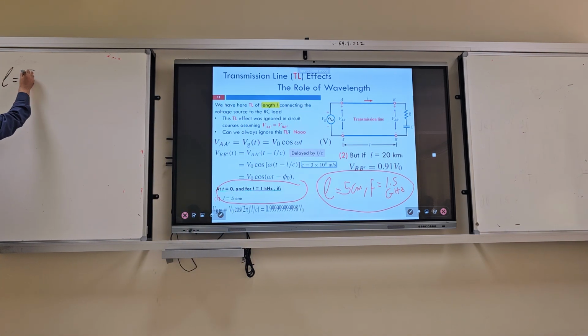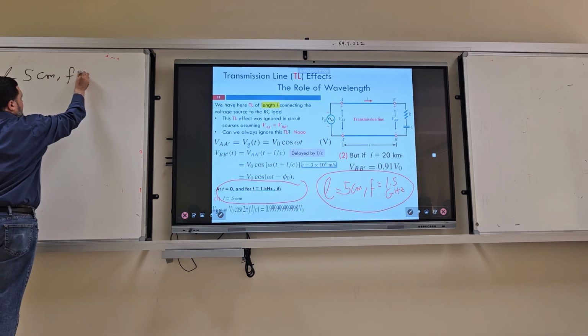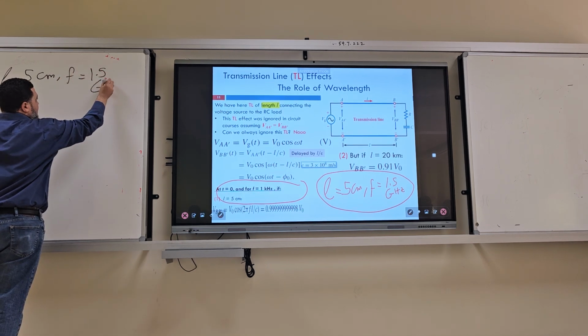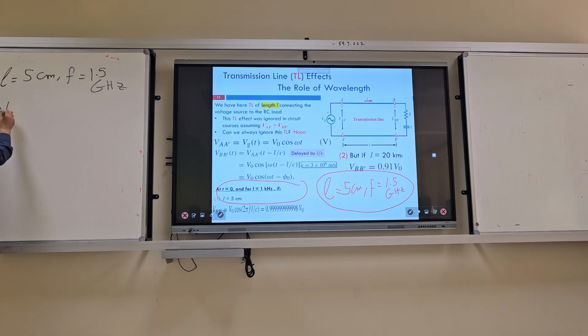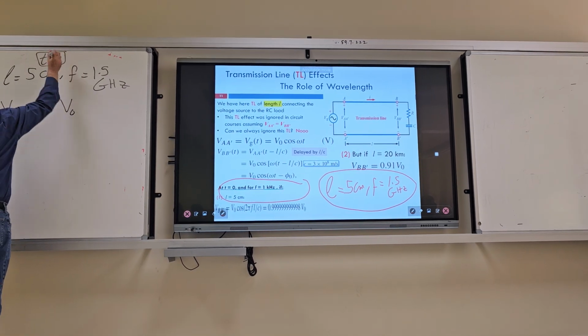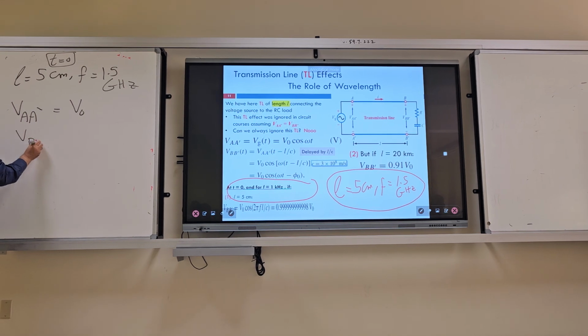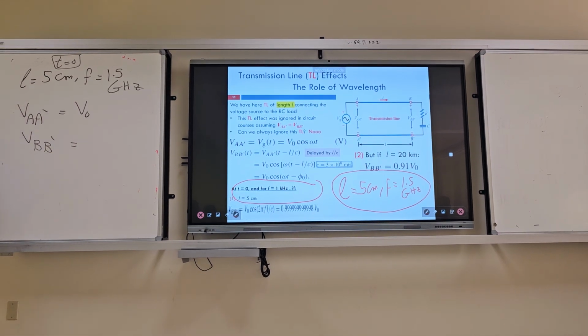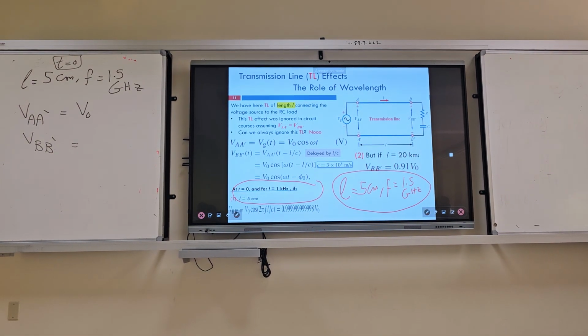Assuming the line has length 5 centimeter and the frequency is 1.5 gigahertz. What is VA? A prime is VZ. All of this when t equals 0. So what is VB? What is V at the load? Just resolve the question, very easy.